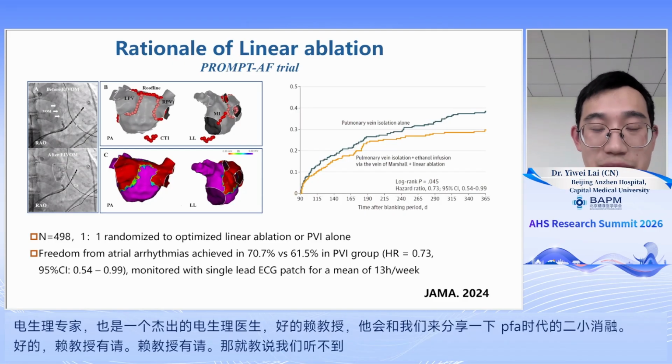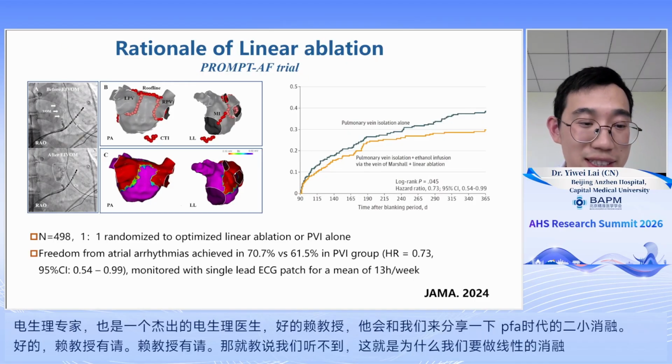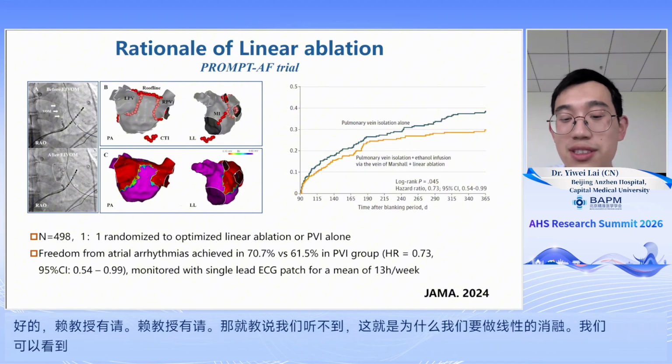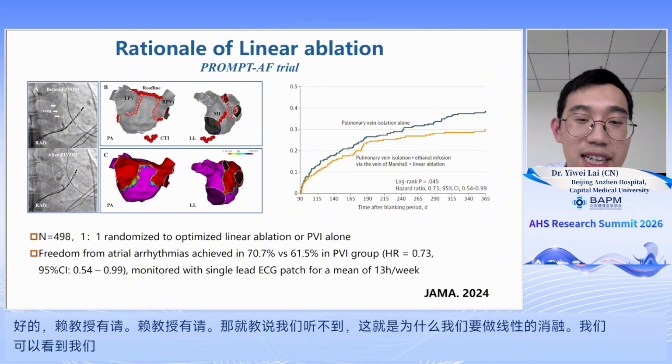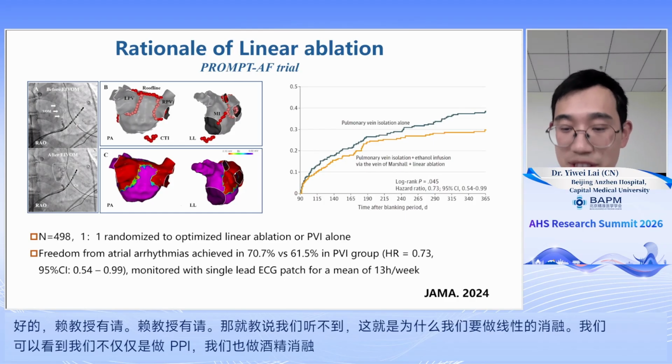In China, we have conducted a randomized trial in 12 centers around China. In the PROMPT trial, we included 498 patients assigned to linear ablation plus venous isolation versus PVI only. As a result, we observed about a 10% reduction in the recurrence rate. And that is why nowadays we insist on doing linear ablation in our center.